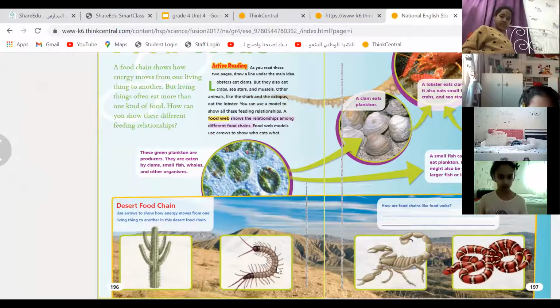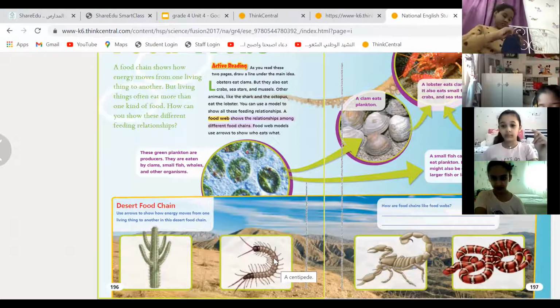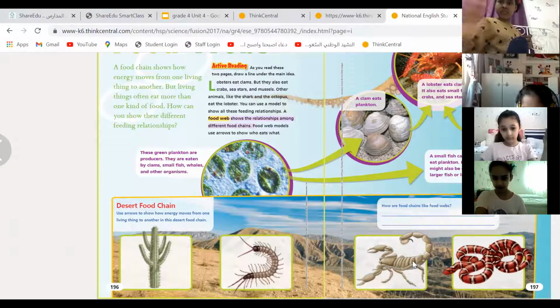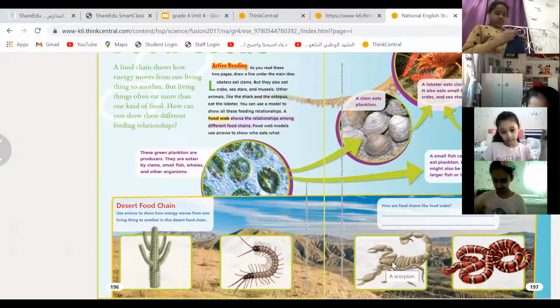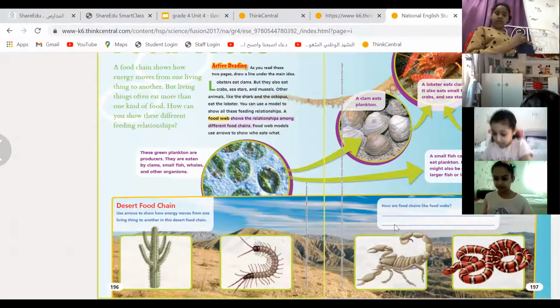So now, who will eat this cactus? I think the snake. No, it's here. Oh, I meant this one. This spiky, weird thing. A centipede. Okay, a centipede. Who will eat this centipede? The lobster. I don't know. It looks like a lobster. This is a scorpion. Yes, no, you are in the desert, dear. So this is a scorpion. Oh, not in the water.